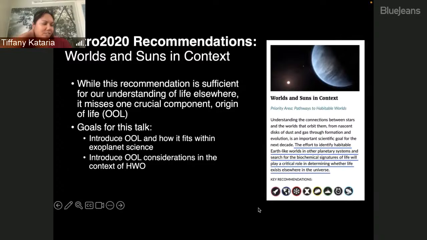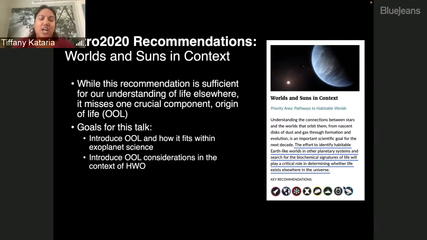I like to start off by contextualizing origin of life and where it fits in this overall strategic picture, in bringing forth the Astro2020 recommendations, which of course I think we're all very familiar with. So this, of course, is the Worlds and Suns in Context, which is most relevant to exoplanets.